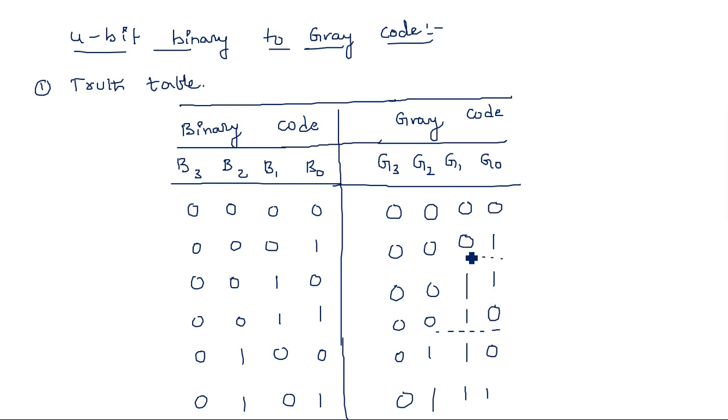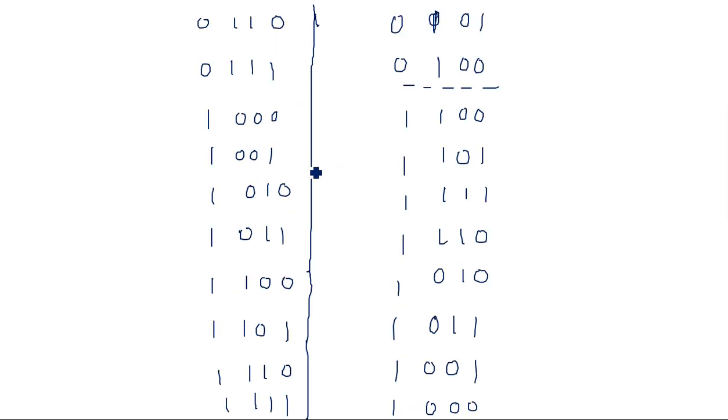Okay, now this is the gray code output and this is the binary code. Now we are going to generate G3, G2, G1, G0 using B3, B2, B1, B0. So for that, what is the second step? You need to go for K-map. So the second step is K-map. The K-map's purpose is to find the expressions for all of G3, G2, G1 and G0.